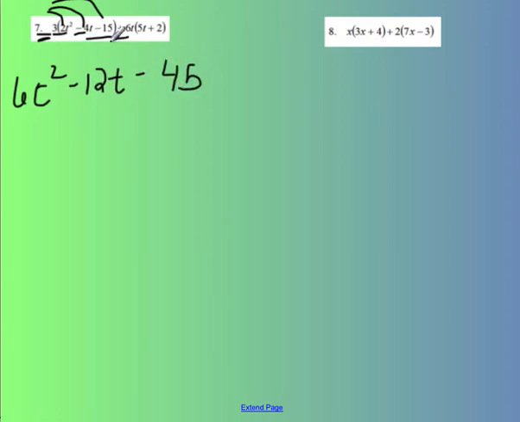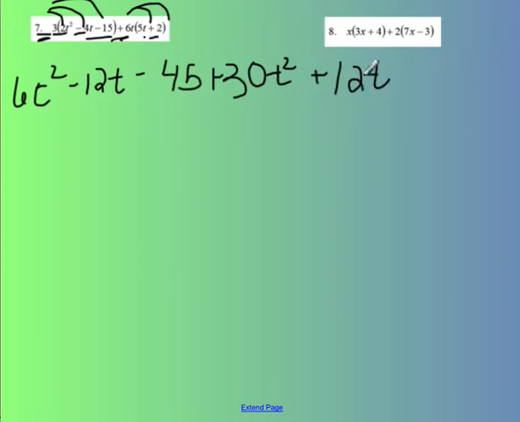Now this 6t is being distributed in. Notice that we're just distributing it into the parentheses that follow. 6 times 5 is going to give us 30. T times t is going to give us t squared. 6t times 2 is going to be 12t.